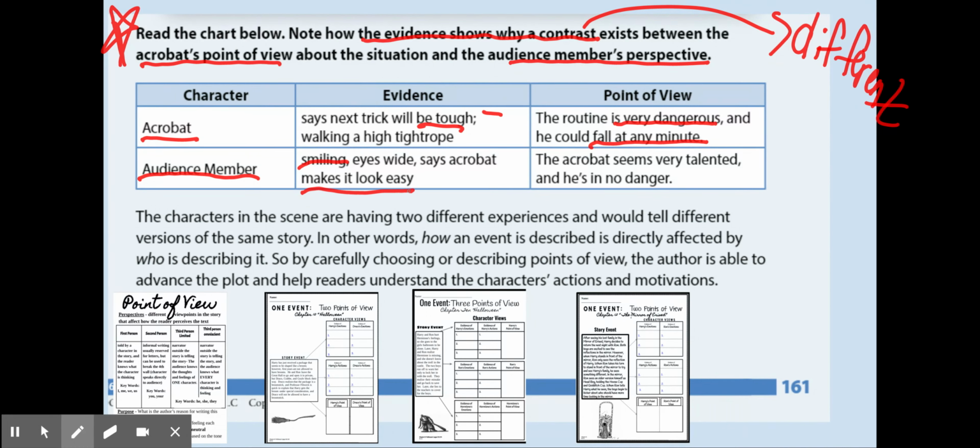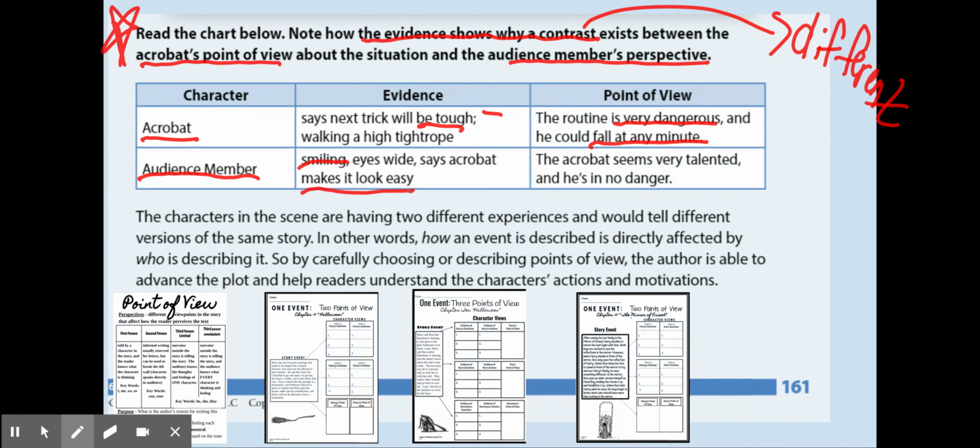So you've got the acrobat that is aware that this is very dangerous because he can fall, but you've got the audience that sees him going, he's not in any danger because he's got this, he's so good. So that's how it's your two different points of view when you've got that same acrobat walking the tightrope event. So the characters in the scenes are having two different experiences and would tell different versions of the same story. So, in other words, how an event is described is directly affected by who is describing it.